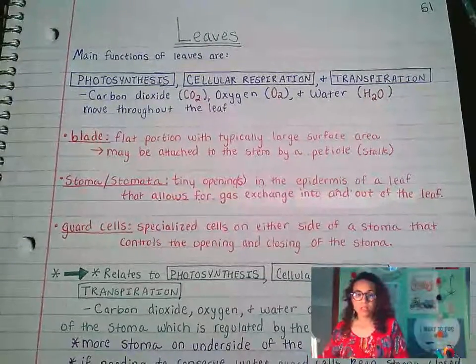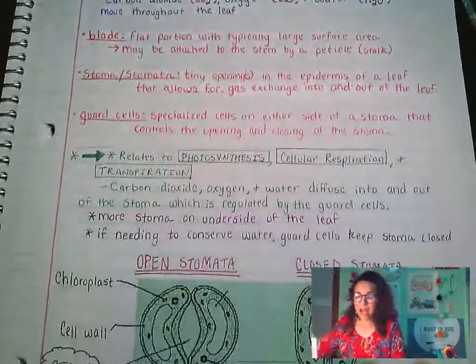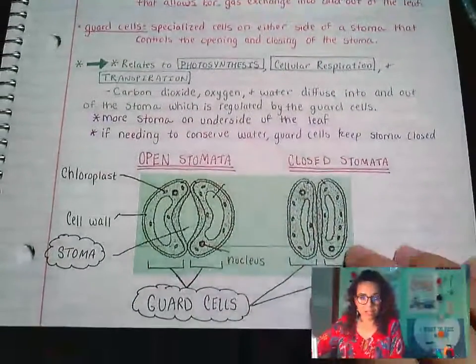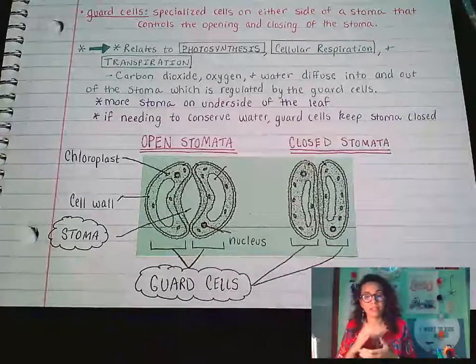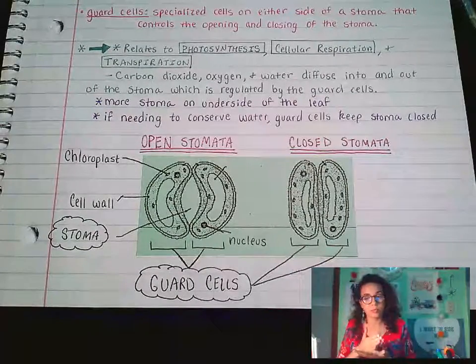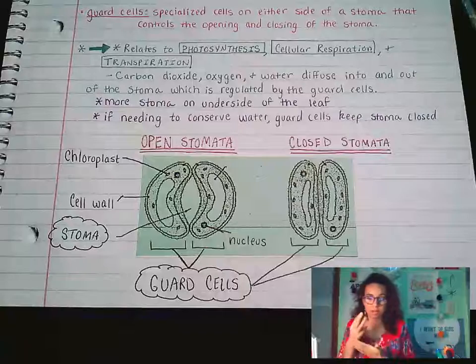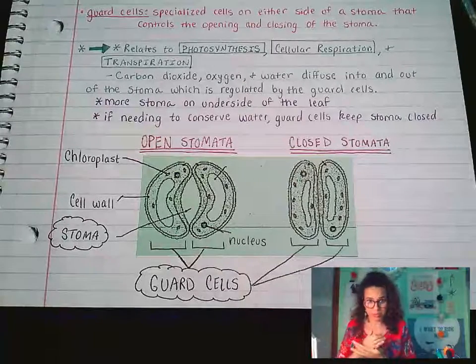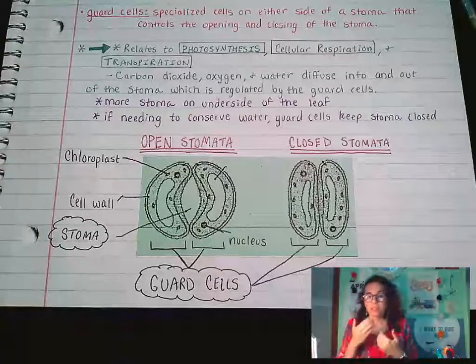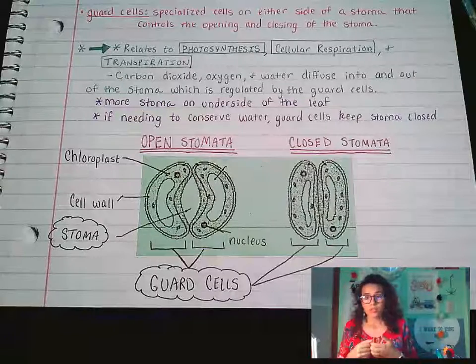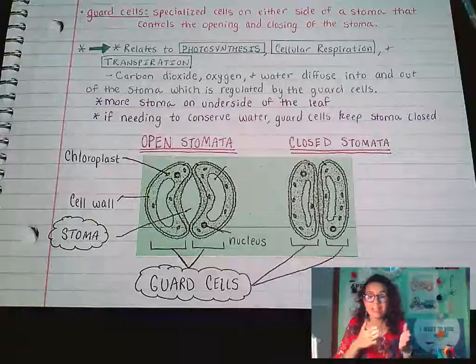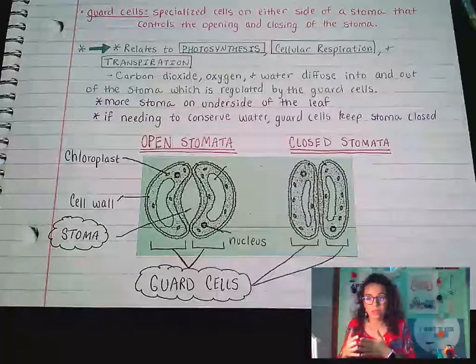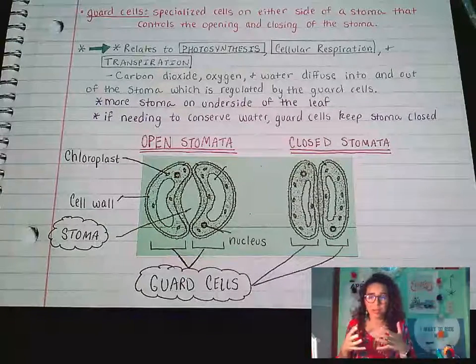Okay, so why is this important? How does this relate? Let's talk about it. Again, this relates to photosynthesis, cellular respiration, and transpiration. These are three of our main features of a plant. So carbon dioxide, oxygen, and water are going to diffuse, meaning they're going to move into and out of the stoma, which is regulated by guard cells.